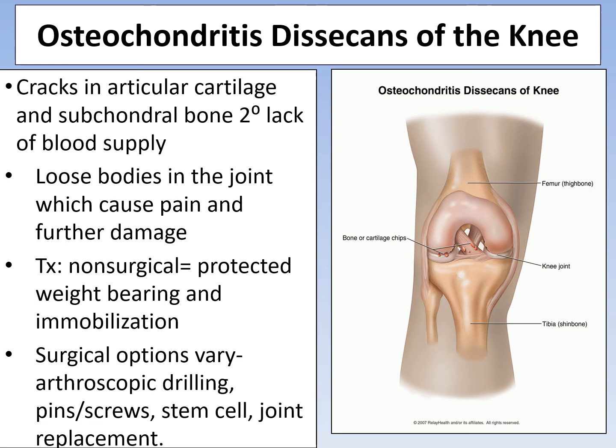Non-surgical approach is going to be protected weight bearing and immobilization of the joint. But if they're continuing to have pain and have that free floating piece of subchondral bone, then it's going to have to be a surgical option, depending on the severity, either just removing the floating bone piece, or they may need to go in and stabilize with pins and screws, or if it's severe enough, they may need to actually have a total joint replacement.